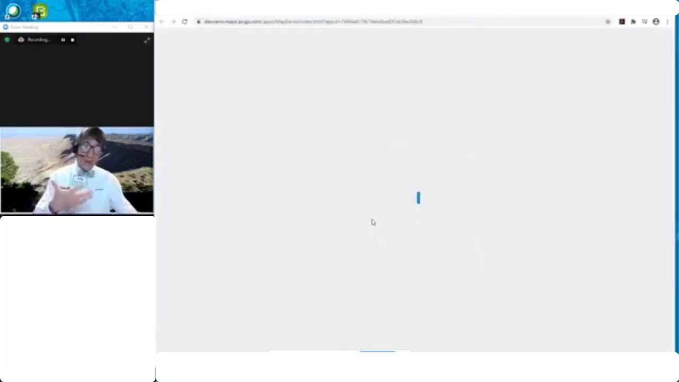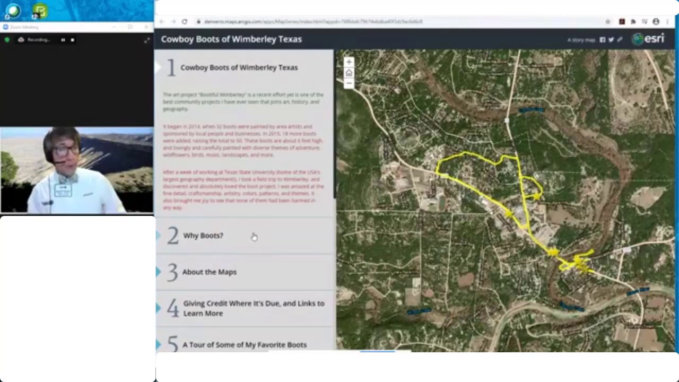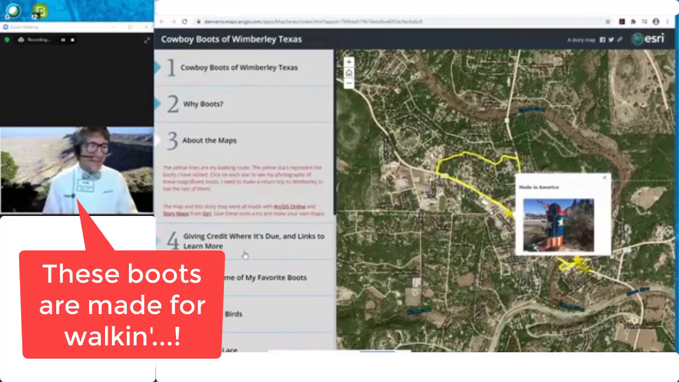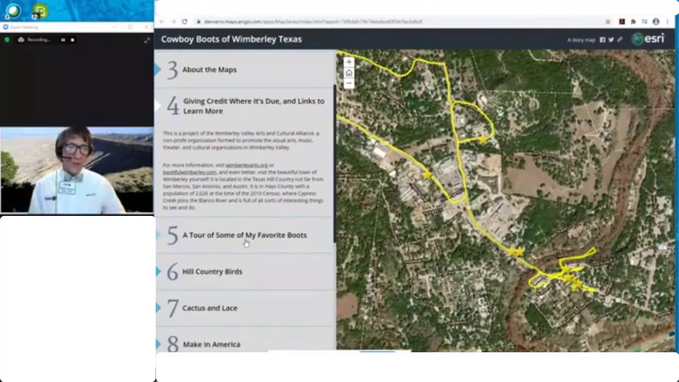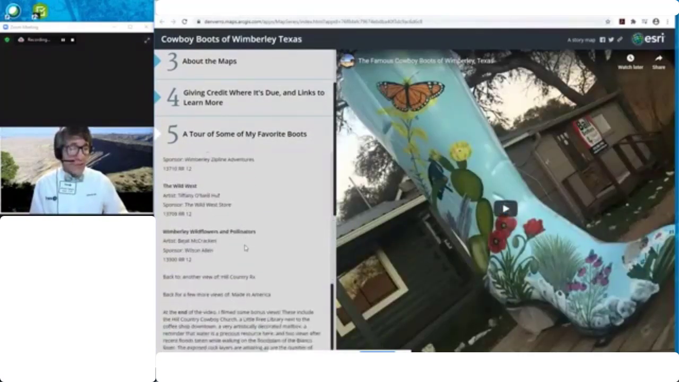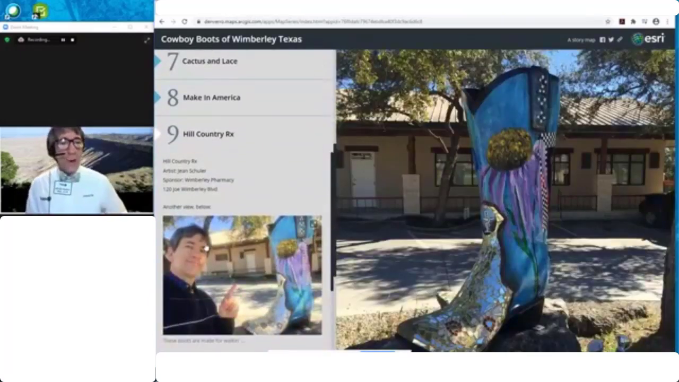Another one is one I actually created. I did not create the Titanic map, but I've created one on a public art project, Cowboy Boots of Wimberley, Texas. I love these boots, and these boots are made for walking. Giving credit where credit is due, I think it's important when you're authoring this to cite your sources. Here are some of my favorite boots, along with some videos and some photographs. So check that out.